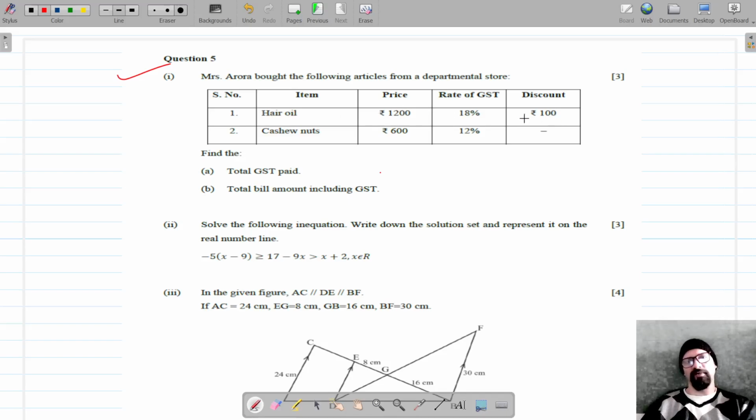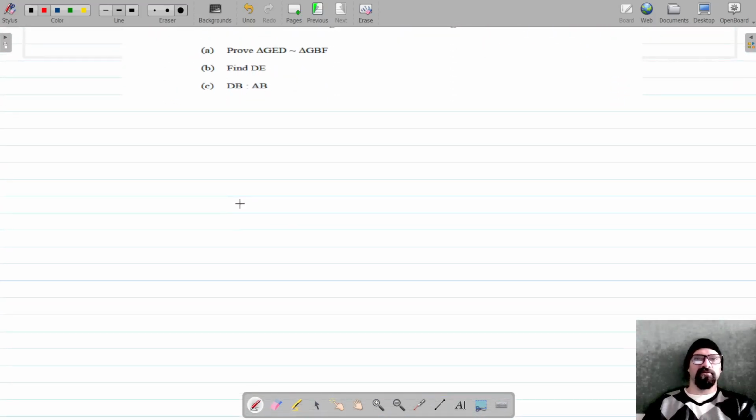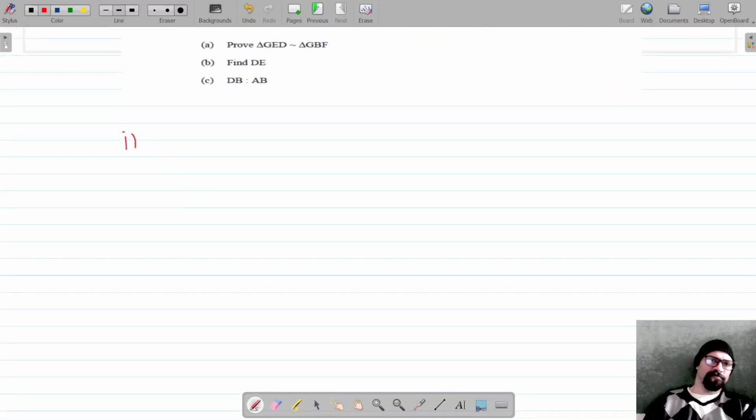There's a discount of 100. And GST is levied on that as 18%. Now, GST is the Central Goods and Services Tax plus State Goods and Services Tax. And the same is also levied on the cashew nuts. We have to find the total GST paid and the total bill amount, including GST. So I'm going to solve the first part here.